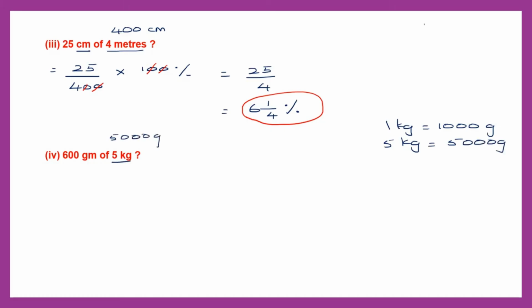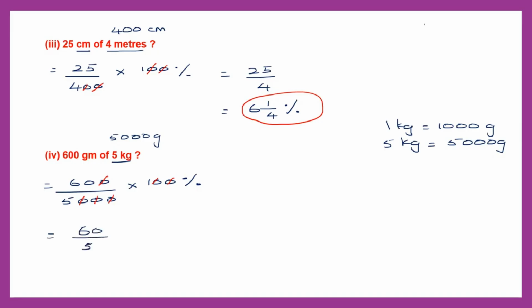So now the units are the same. So here we have grams, here also we have grams. So now first thing, write it as a fraction. So this will be 600 by 5000 and we're converting it to percent. So into 100%. So let's cancel. I can cancel 2 zeros. I can cancel one more zero from here. So what do I have? 60 by 5. So let's write that. So this is 60 by 5.